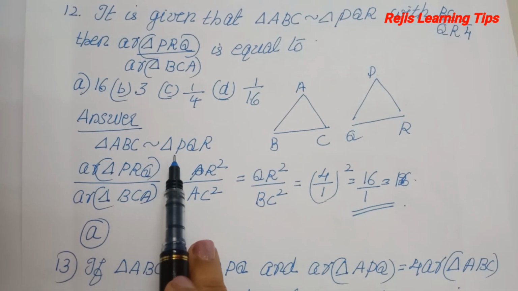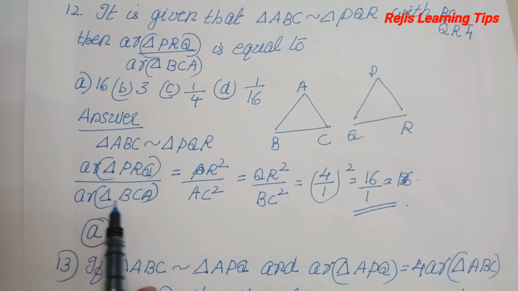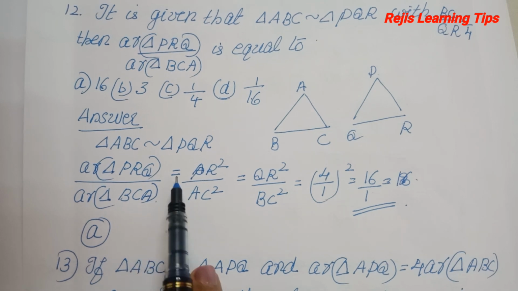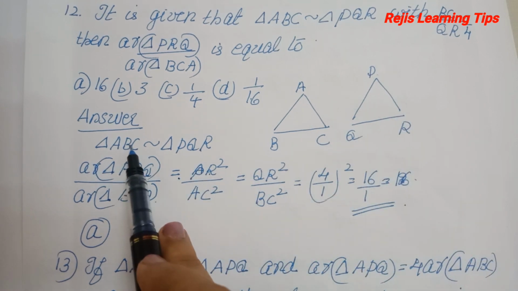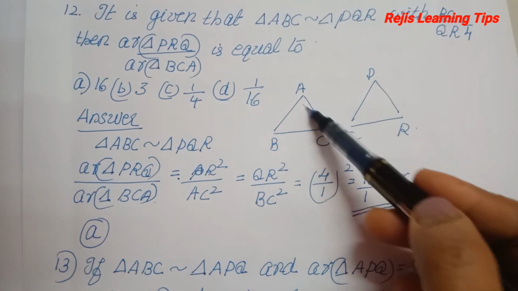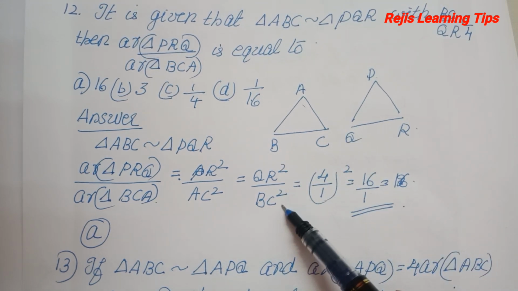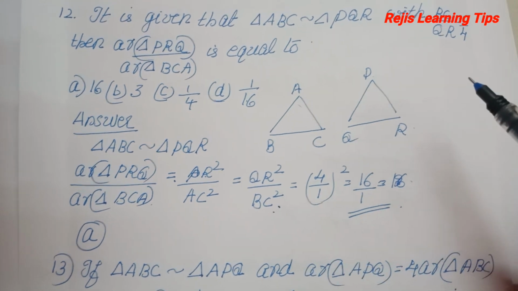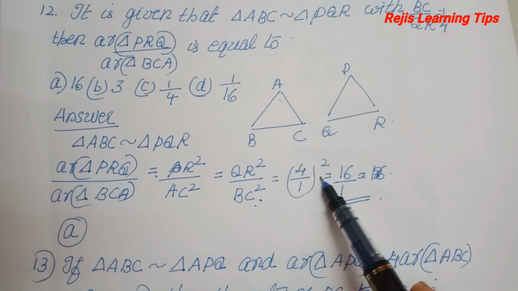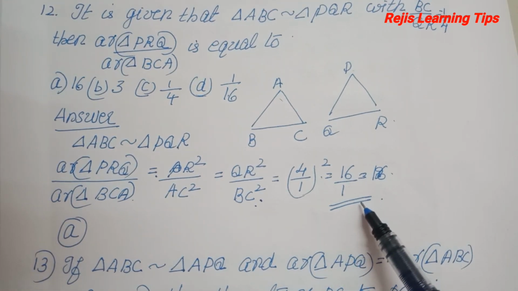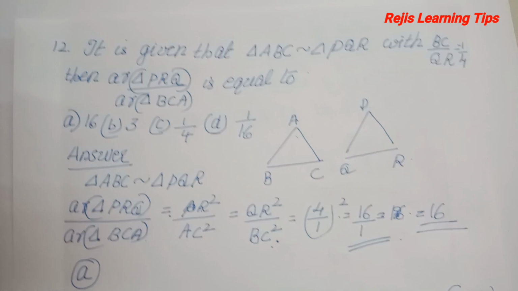We know that triangle ABC is similar to triangle PQR. Then we have to find the area of triangle PQR divided by area of triangle BCA. Because these two triangles are similar, we can say that the ratio of areas is equal to QR square by BC square. So QR by BC is equal to 4/1. So we have to write here 4/1 the whole square is equal to 16/1, that is equal to 16. Therefore, our option is A.